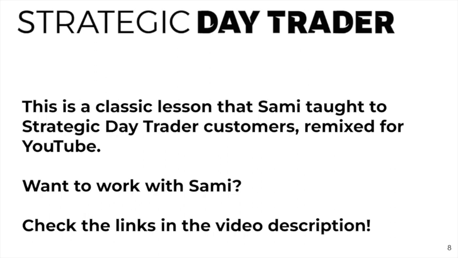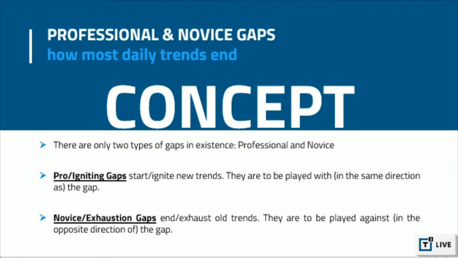There are only two types of gaps in existence, professional and novice. Pro-igniting gaps ignite new trends. They are to be played in the same direction as the gap. You want to play them with the gap, not against it. So if it's a gap up, you want to look to play it long. If it's a gap down, you want to look to play it short.